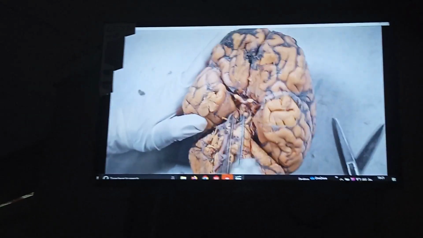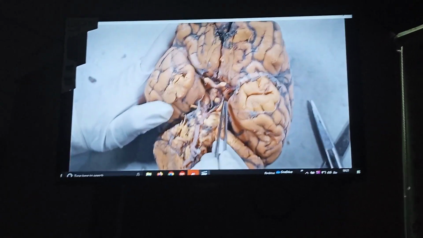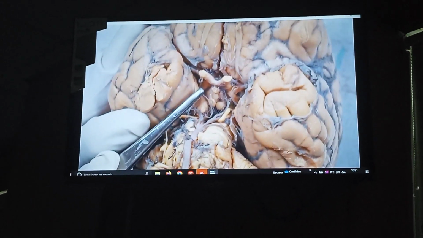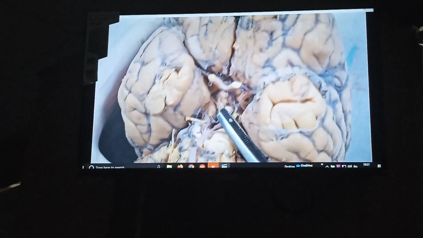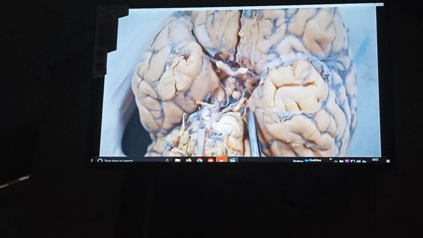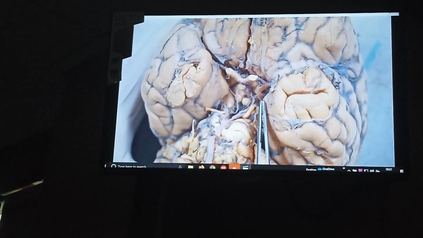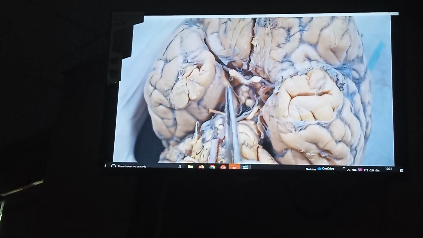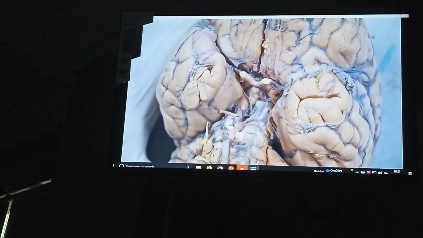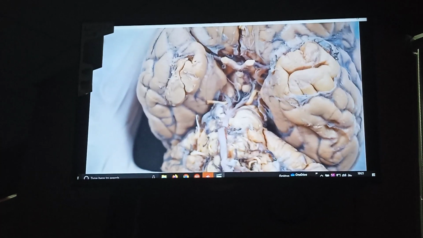A similar thing we look for in the uncus. Uncus is the medial-most portion of the temporal lobe. This whole thing is the temporal lobe, and this is the medial-most portion. Now this is where the tent will get inserted on this side and this side. So if there is downward displacement due to cerebral edema, the tent is going to groove the medial-most portion of the uncus. So this will then project into the cistern, and that's what we term as uncal herniation. Here you can see that the uncus is well rounded and not projecting in. There is also no groove on the uncus to say that there is uncal herniation.